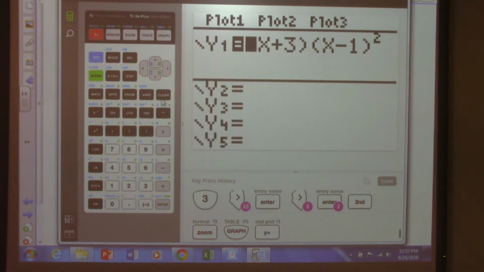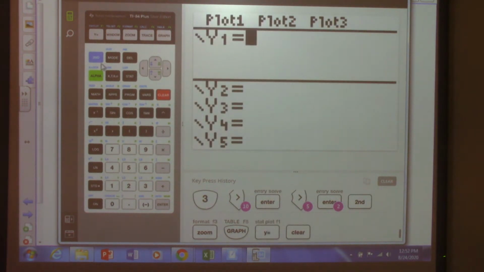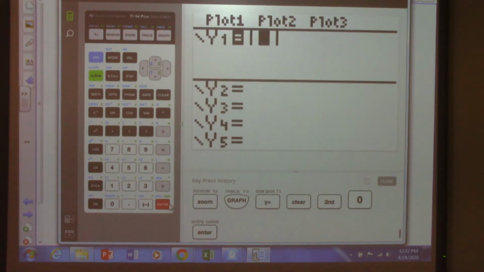So what I'm going to do is go to enter this one, and I'm going to press second, catalog, enter. I'm going to enter x plus 2.